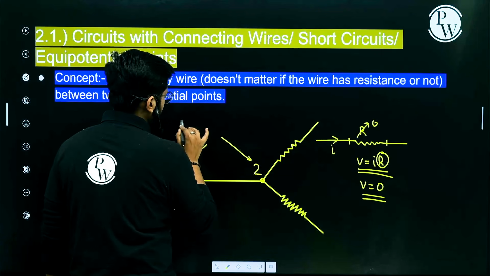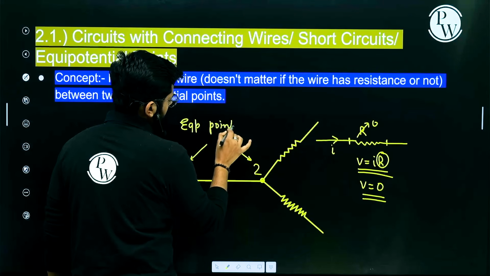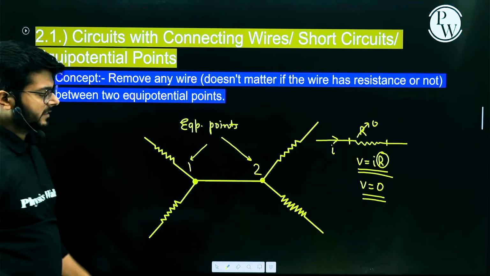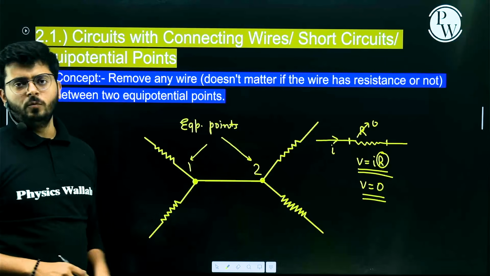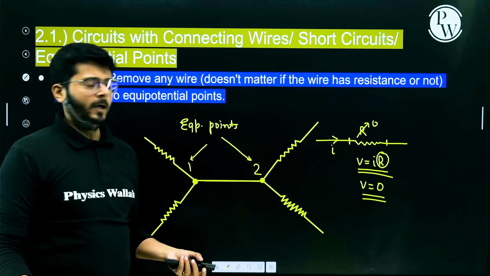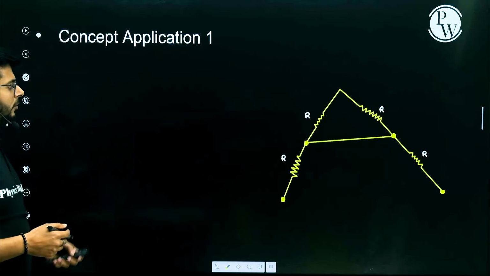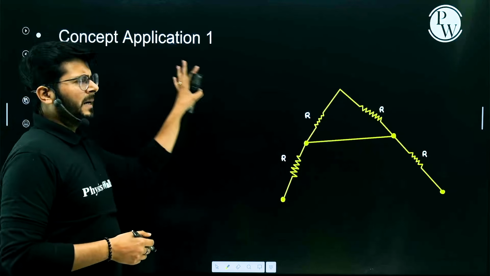What do you call it? Equipotential points, right? And since they are equipotential points, while solving the circuits, we can consider them as one single point only. So we can remove this wire and we can call point 1 and point 2 the same. Have a look into this situation, right? So this is the application of the concept.